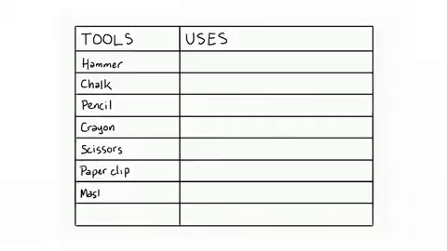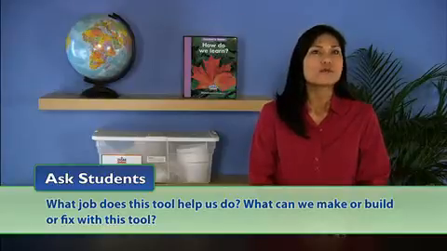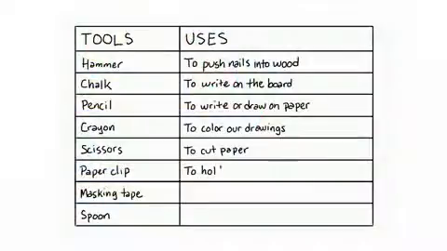Ask students to think about tools they have seen or used and begin a tools and uses chart by listing these tools in the first column. For each tool the students mention, ask, what job does this tool help us do? What can we make or build or fix with this tool? As the students describe each tool's use, write the use in the second column of the tools and uses chart. Encourage students to think of tools they use in the kitchen and outdoors, as well as in the workshop and classroom.